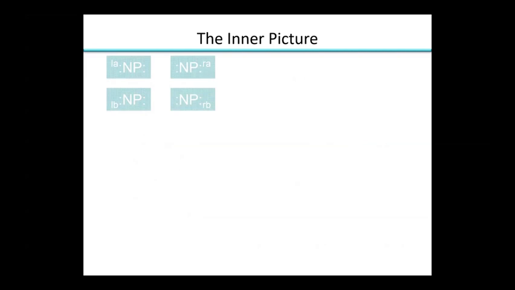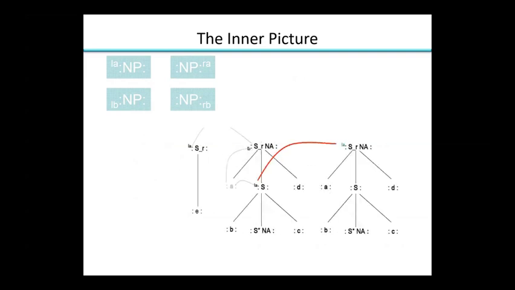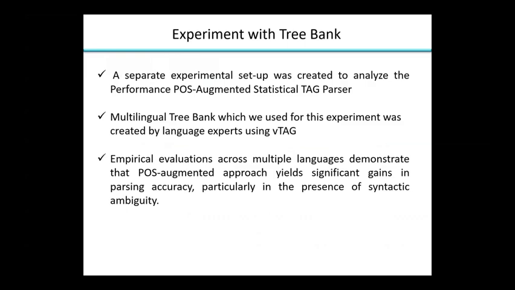Now, in depth, we do the parsing, and I would like to show you how the parser actually works. This is the inner picture of the parser, where each node has four dots, and the parser traverses all the nodes. This is the Earley type of parsing algorithm.